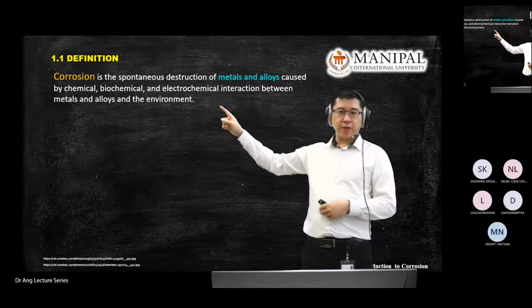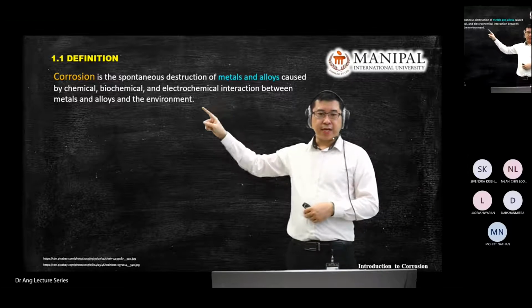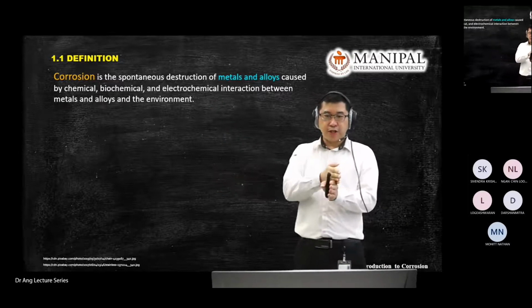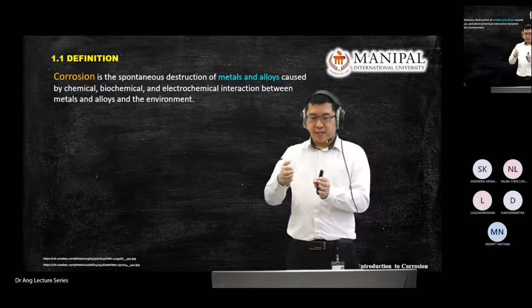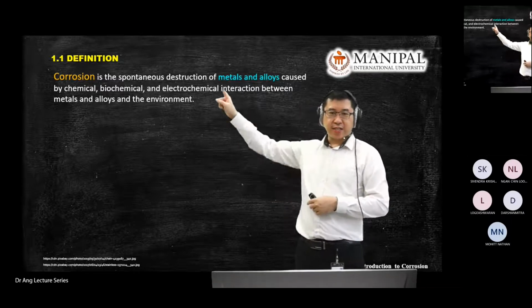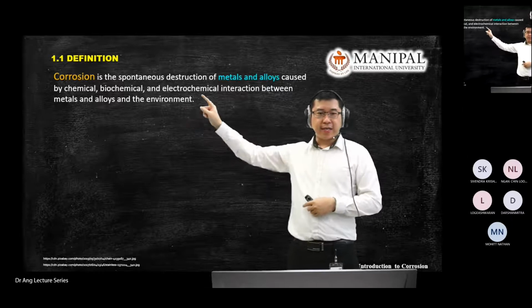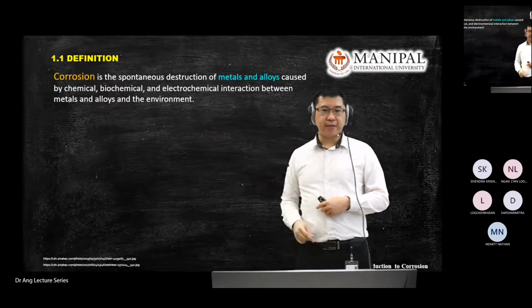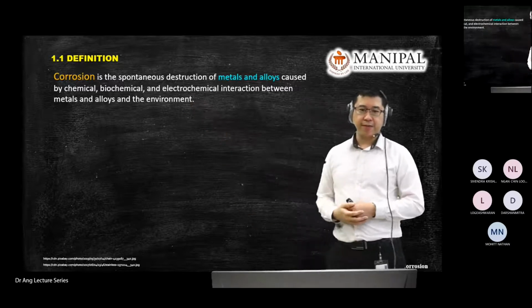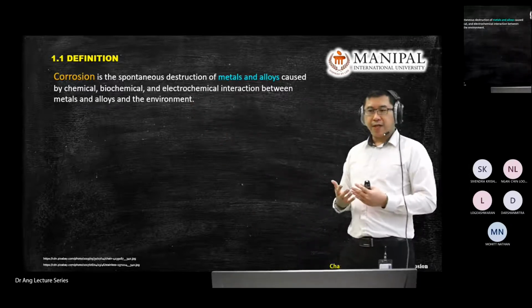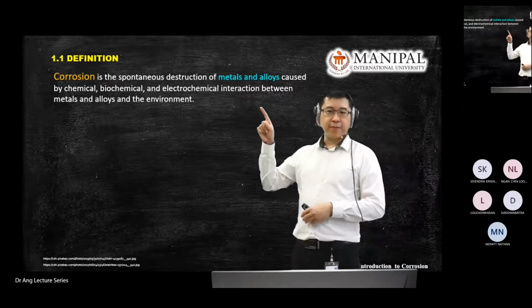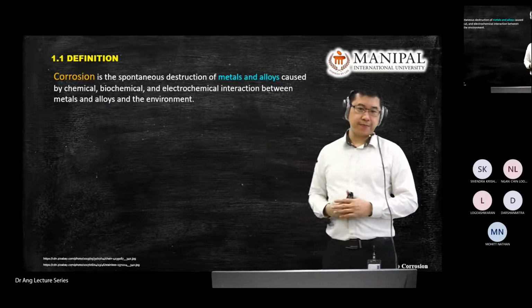Okay, so these are all the reactions. What happened in the process? Okay, from original stage to destruction, the process is all these: chemical process, electrochemical interaction, environment, biochemical, all this. Okay, so first, ask yourself, what is corrosion? Are you able to explain what is corrosion?